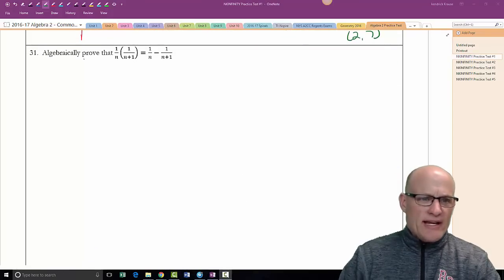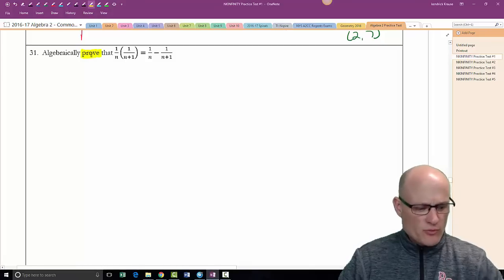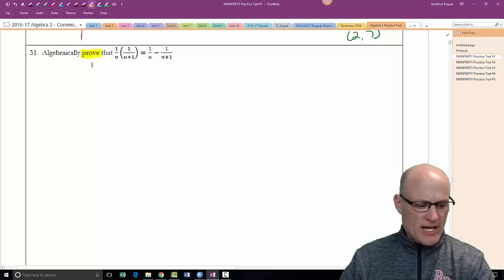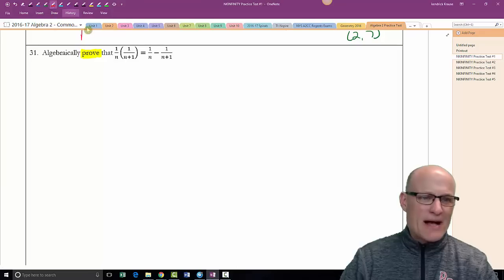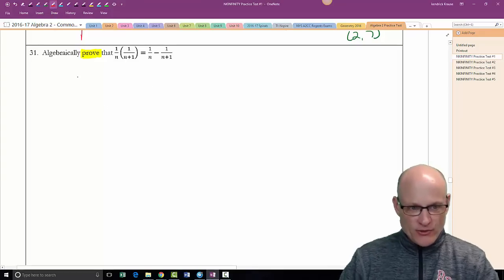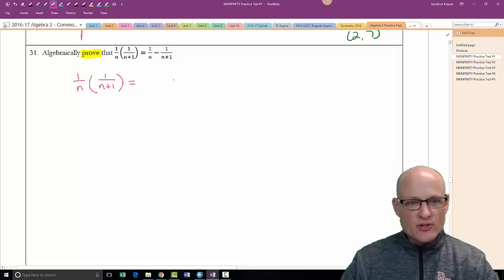All right, so anytime you see this word right here, prove, what you got to remember is this. You're only allowed to mess with one side. So I'm going to mess with the right side. It doesn't really matter, but I'm going to see if I can make that right side look like the left side. So as I look at that, I want to find my lowest common denominator.